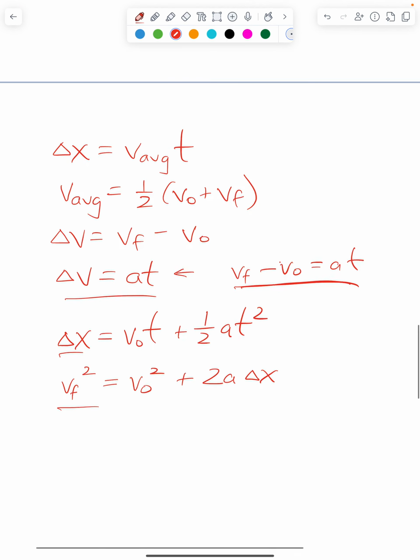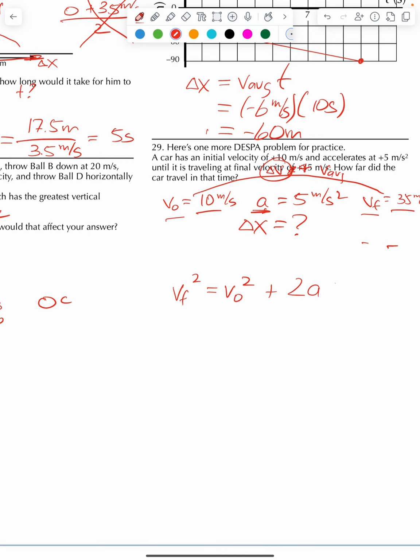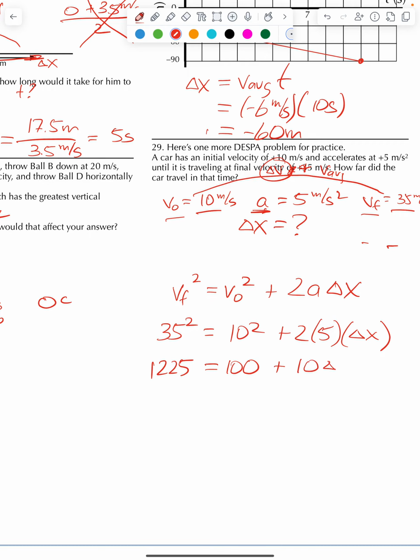V final squared, and we'll do it in 1 step, equals V initial squared plus 2A delta x. So we got the V final. Excuse me, I'm just going to not put the units. V initial. Acceleration is 5. Again, my bad for not putting units, and we're looking for delta x. So 35 squared. Okay, I got my calculator here. I just want to solve it for you. 35 times 35 equals 1225. I bet some of you knew that. Equals 100 plus 10 delta x, right?